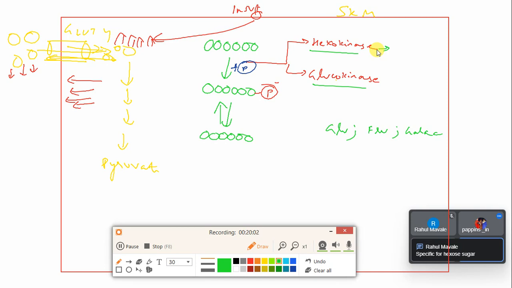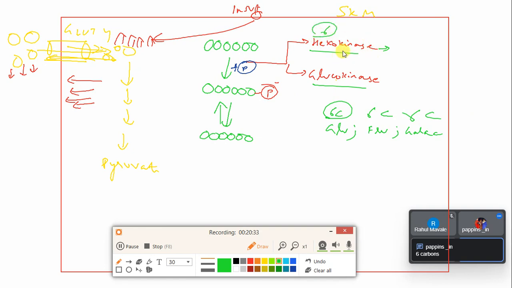So specific to hexose sugar. Okay, so glucose is 6 carbon. Hexose. What about fructose? What is the carbon number of fructose and galactose? Like fructose and galactose, how many carbons are there? Six, six. Okay, and hexose means six.